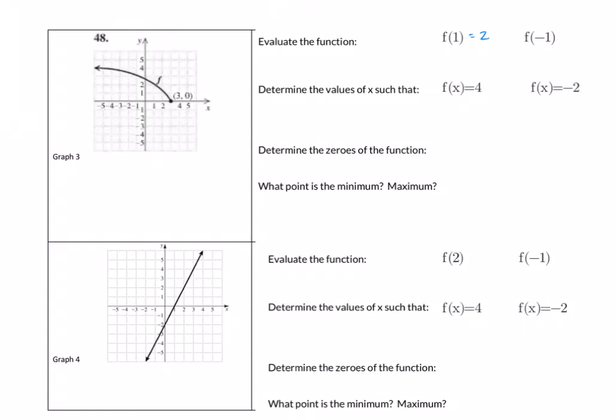What about f of negative 1? Means my x-coordinate is negative 1. We go up, it looks like it crosses at about 3.